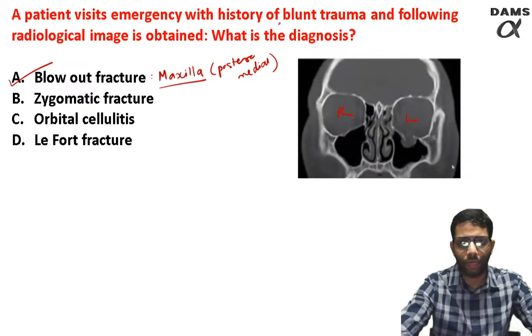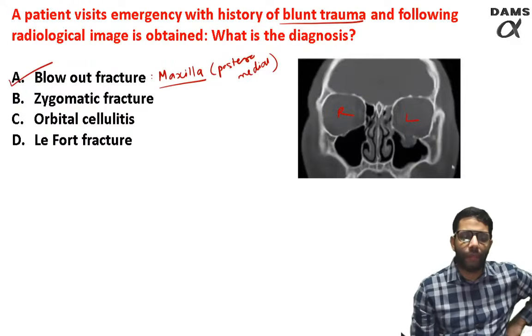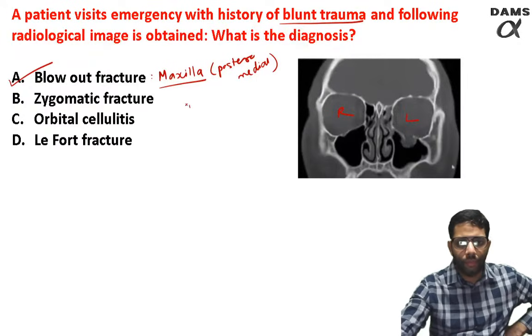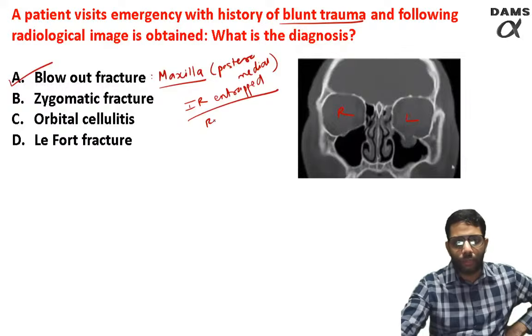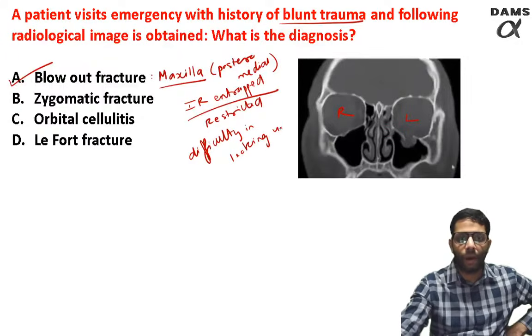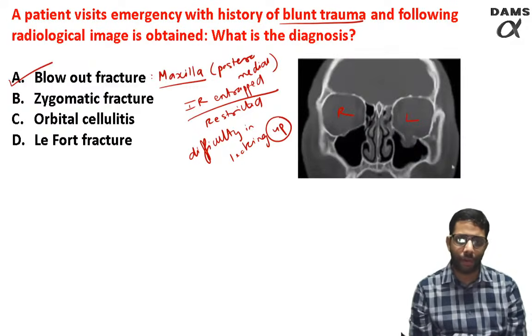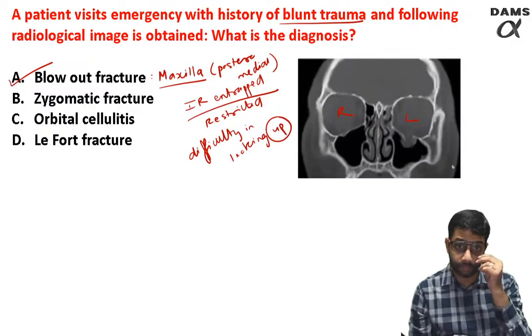Which trauma? Blunt trauma. It will lead to which squint? Restrictive squint, paralytic squint. Here the inferior rectus muscle gets entrapped, and entrapped means restrictive squint. So if the IR muscle is entrapped, the patient will have difficulty looking up, because it is a restrictive squint, not a paralytic squint. If IR is palsy, then the patient has difficulty looking down.